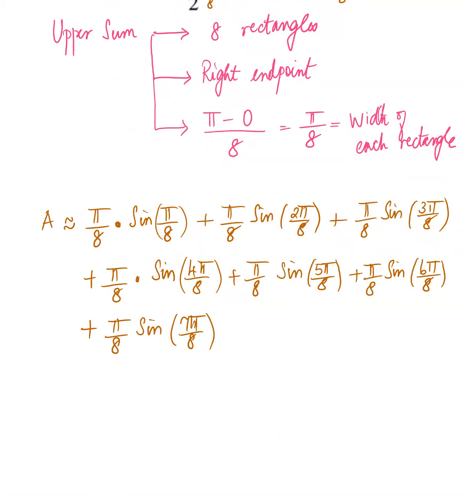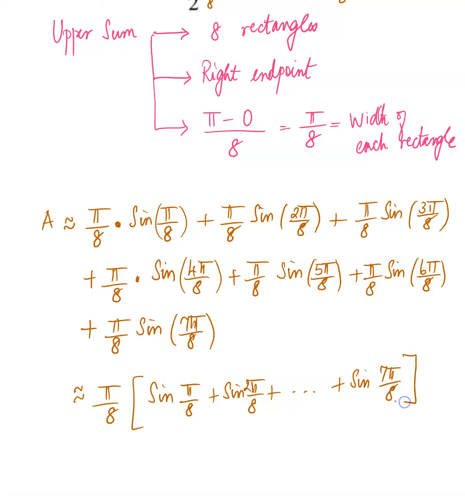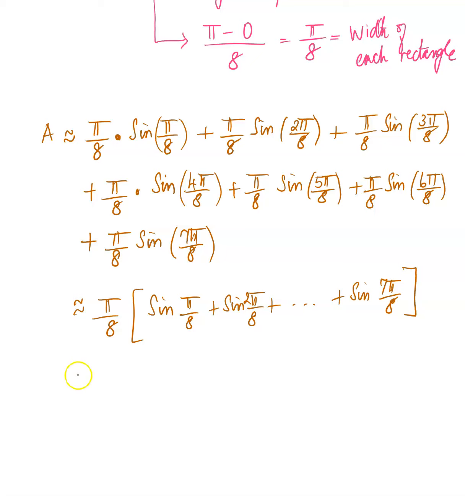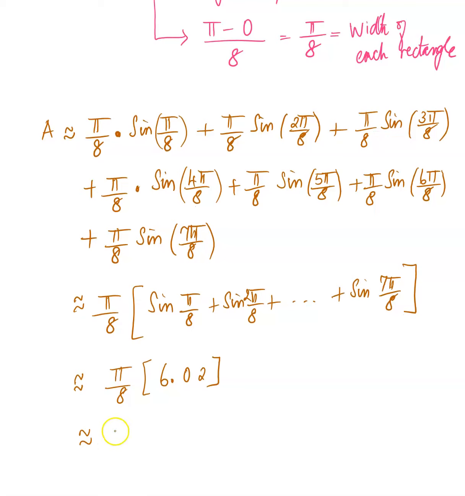Now it's definitely a lot easier to use the decimals with your calculator. In fact, you can factor out the pi over 8. You must have seen this already. Pi over 8 times sine pi over 8 plus sine 2 pi over 8 plus up to sine 7 pi over 8. Now this is easier because you don't have to multiply by pi over 8 each time. So that gives us pi over 8 times 6.02. Use the pi key in your calculator, and that gives you 2.364.